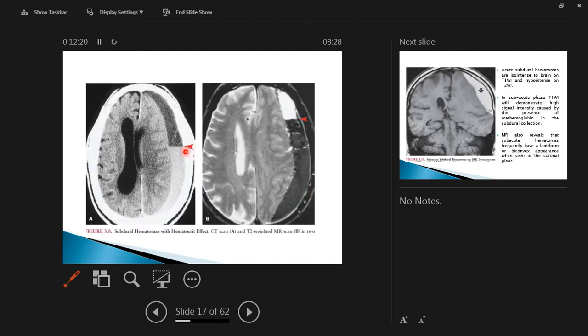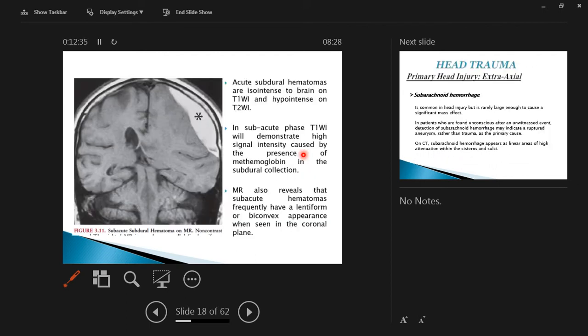Another type is what's called the hematocrit effect. This occurs in either rebleeding or in a patient with a clotting disorder. It shows a fluid level between old and new blood. Now the MRI, the same picture. This is a picture of the MRI.